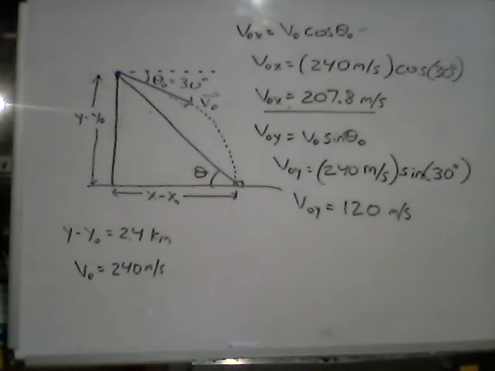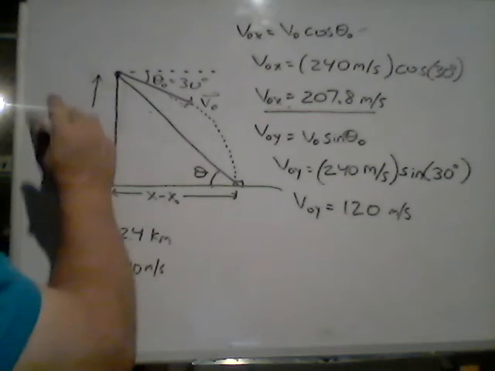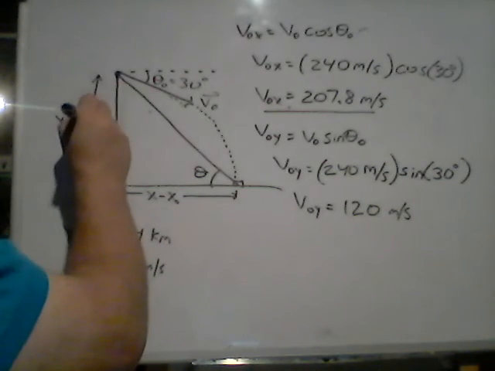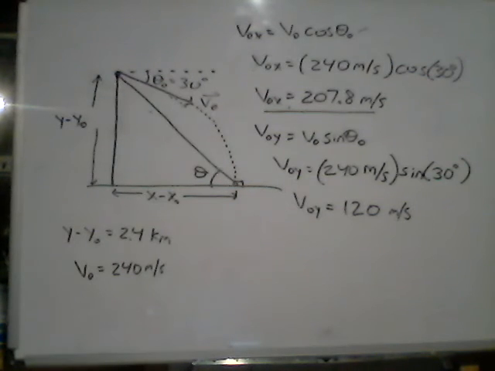What we actually need to determine is, what do we know? We don't know anything about the final velocity in the vertical direction. We do know that y minus y naught is 2.4 kilometers. So we know the vertical distance. We know the initial vertical velocity. We have no idea about the final vertical velocity. We don't know that yet.